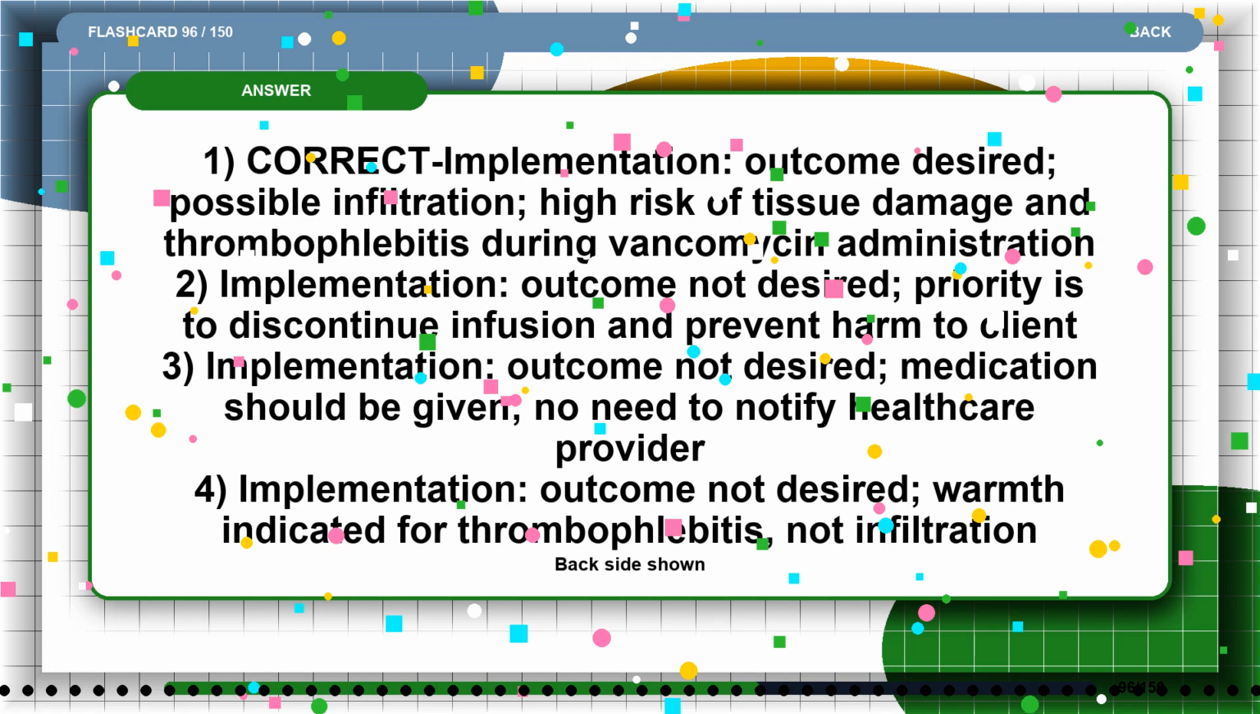The answer is 1. Correct implementation. Outcome desired. Possible infiltration. High risk of tissue damage and thrombophlebitis during vancomycin administration. 2. Implementation. Outcome not desired. Priority is to discontinue the infusion and prevent harm to the client. 3. Implementation. Outcome not desired. Medication should not be given. No need to notify the healthcare provider. 4. Implementation. Outcome not desired. Warmth is indicated for thrombophlebitis, not infiltration.